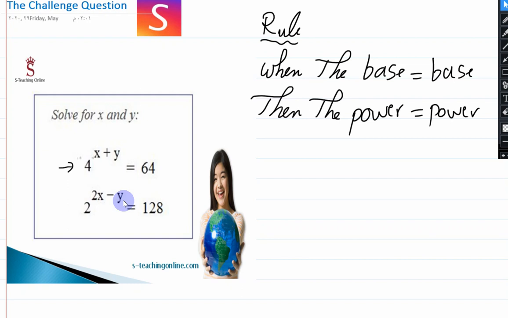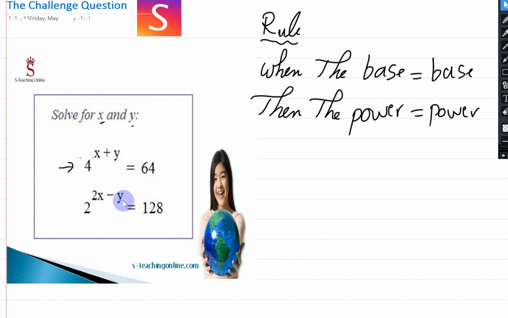Here x is the unknown variable you want to solve for, and it is in the power. So my thinking is how to make the base equal the base. This is the first thing. The second: I have to solve for x and y, meaning I have simultaneous equations. I have to construct two equations and solve both of them at the same time to find the value of x and the value of y.